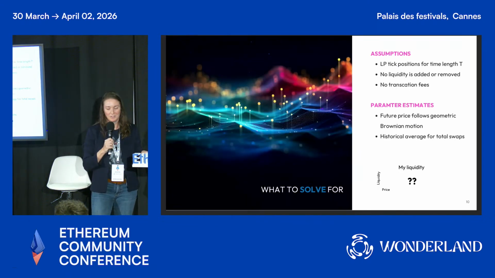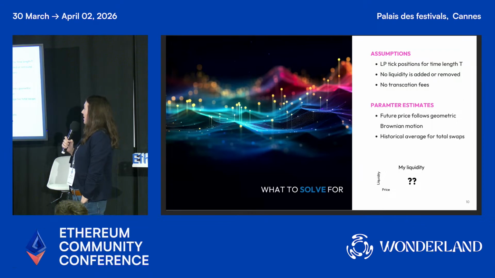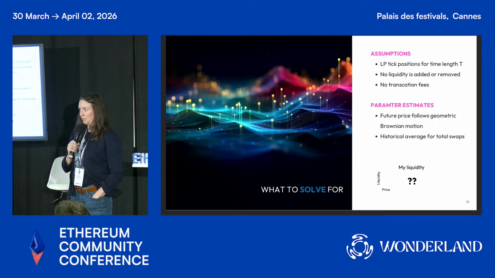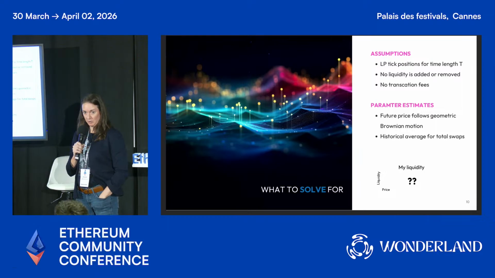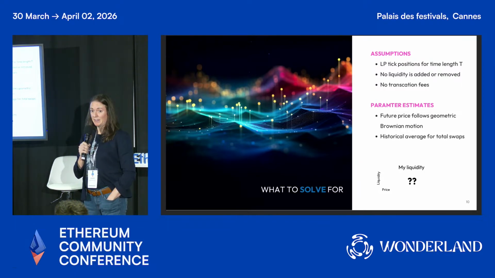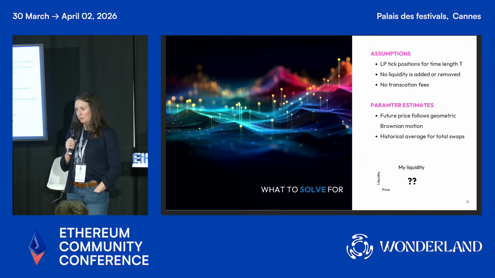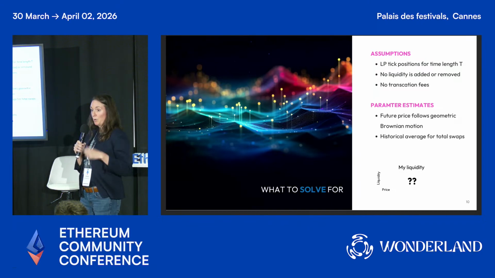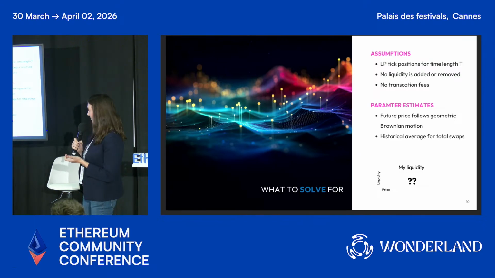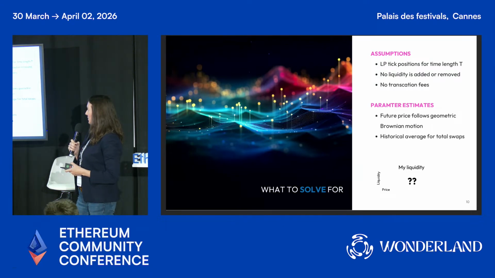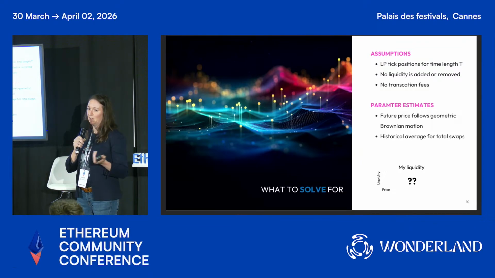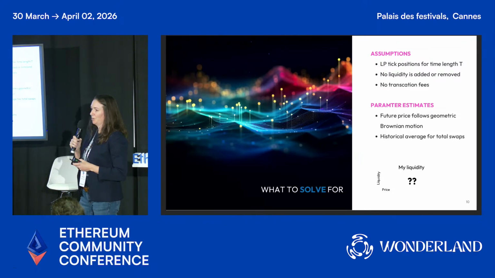Now we're ready to pose the mathematical optimization problem. The thing we're going to solve for is how much liquidity do I put in each tick? This is a vector. I'm going to make some very simplifying assumptions for this model. And I'm also going to have to estimate the parameters that I talked about, the unknowns. I have to estimate where I think the price will be, and where I think the swap volume will be. And both of these are going to be indexed over ticks. For the talk so far, we've assumed that prices follow geometric Brownian motion, which is just basically Gaussian distributed. And we use historical average for swap volume.